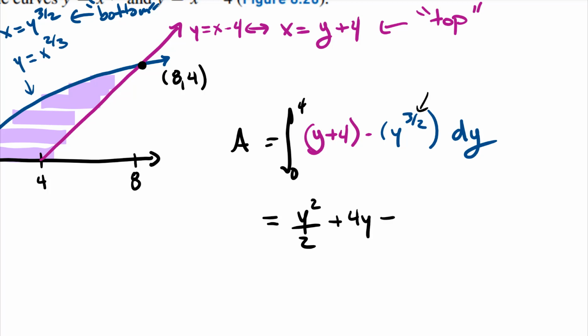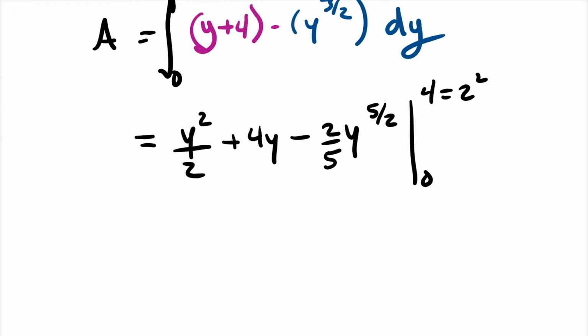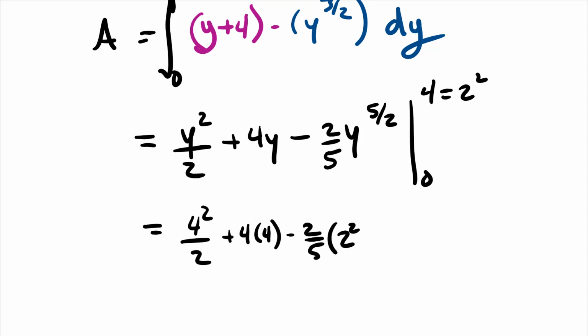Now we add 1 to that exponent. We're going to get y to the 5/2 power. And then we're going to divide by 5/2. Just kidding. We'll multiply by its reciprocal. And now we're going to go from 0 to 4. So we get 4 squared over 2 plus 4 times 4 minus 2/5 times 4 to the 5/2, minus nothing.